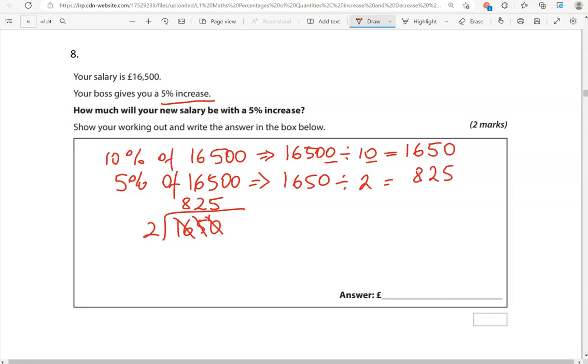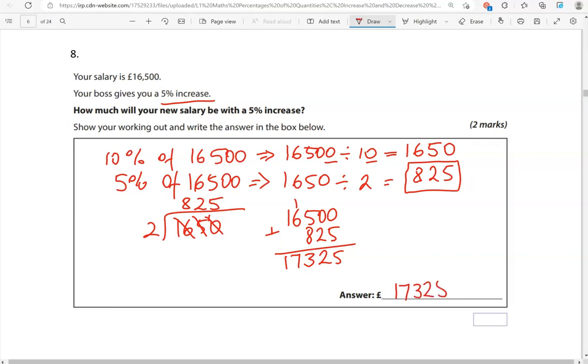So we've got the 5%. Now we've got to add it on top of 16,500. Zero and 5 is 5, 0 and 2 is 2, 5 and 8 is 13, so 3 down, 1 carried over, 6 and 1 is 7, 1 and 0 is 1. So 17,325 is the new salary with the 5% increase.